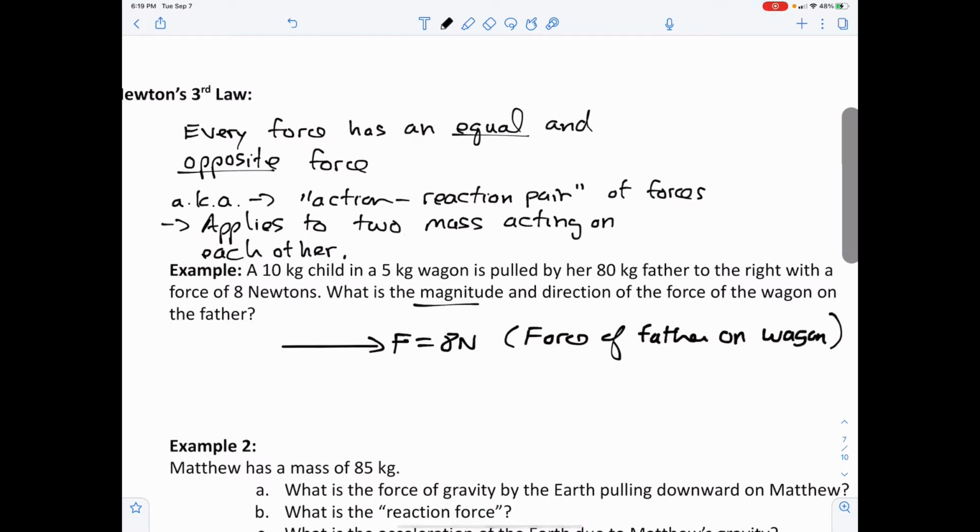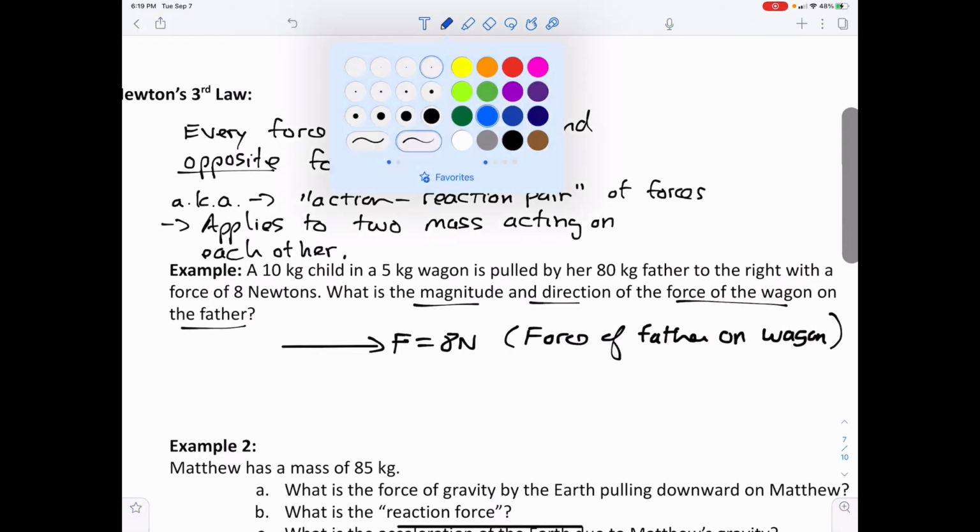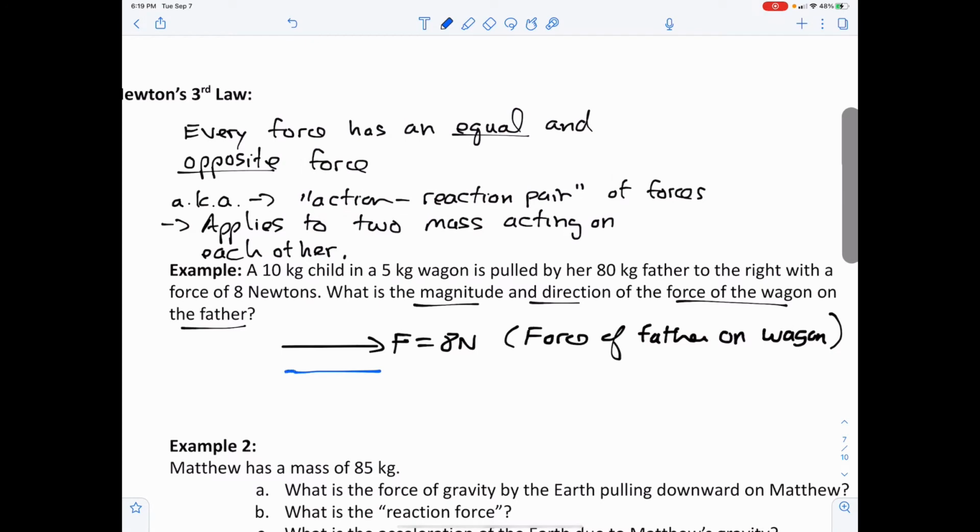So what's the magnitude and direction of the force of the wagon pulling back on the father? Well, it's equal in magnitude, opposite in direction. So it's 8 newtons to the left, because the father was pulling to the right.